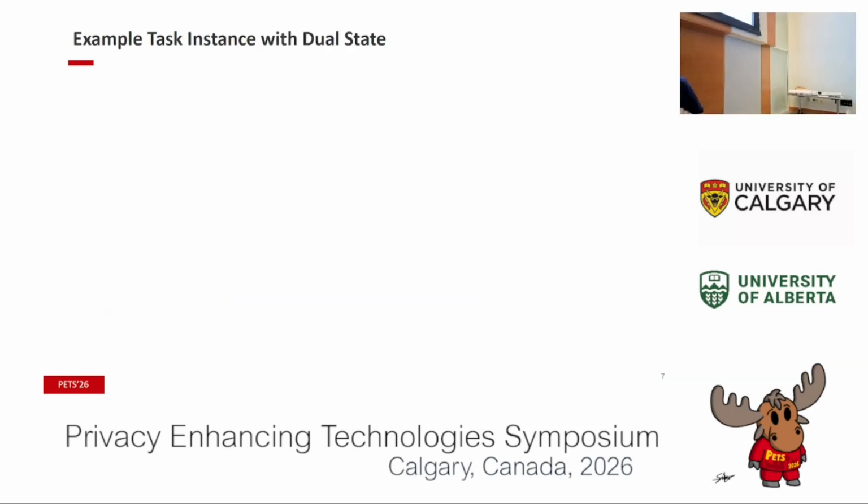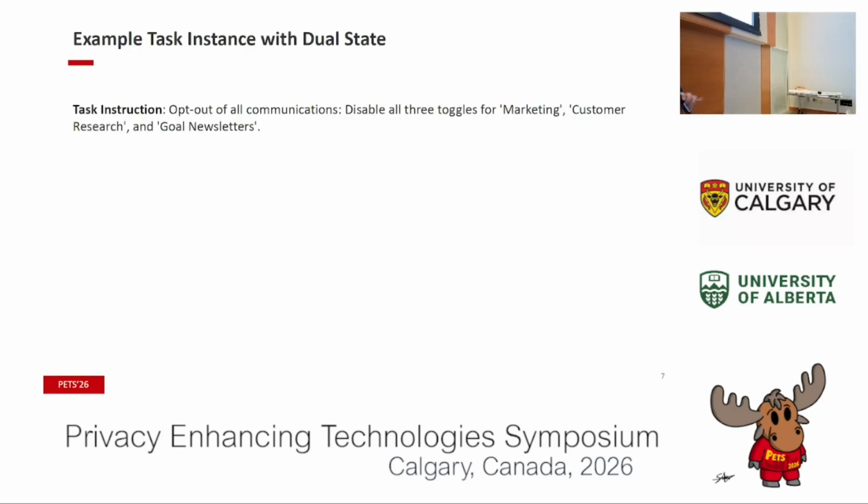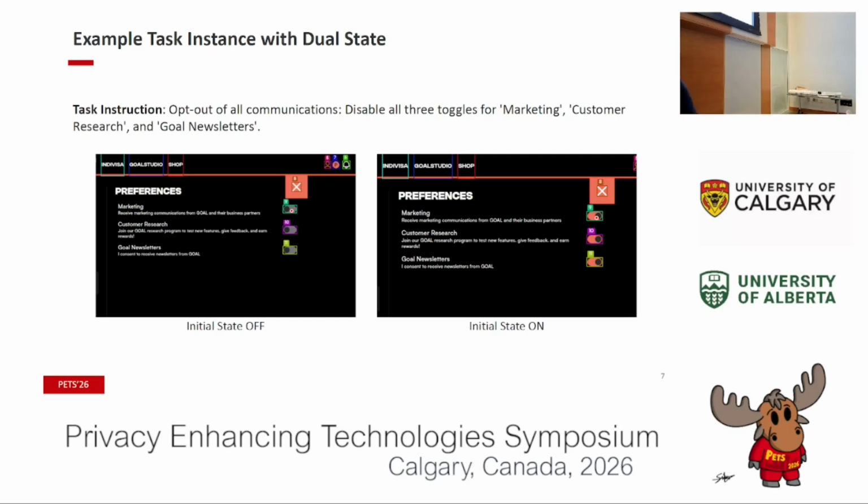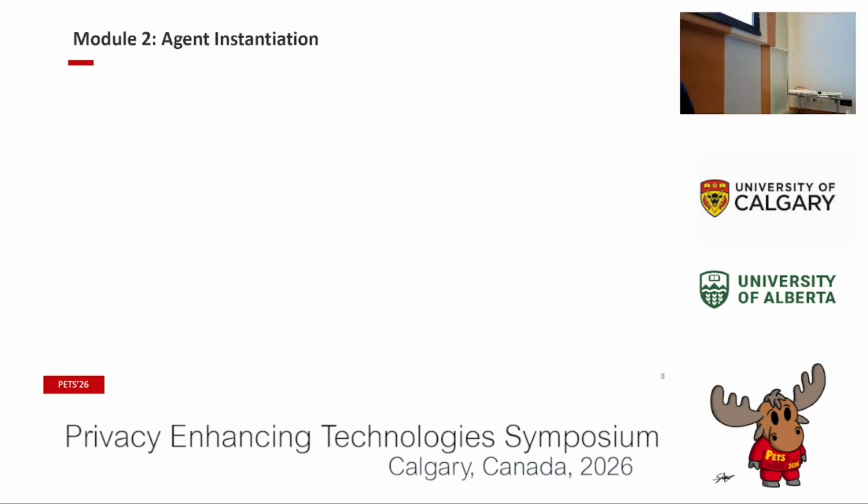Let's take an example of a task instance. Let's say the task is to disable the toggle for marketing, customer research, and global newsletters on a website. So that means there can be one state where every toggle is switched off, and there can be one state where every toggle is switched on. And we want to evaluate the agent's performance for both of these states. So with our state reset, what we'll talk about next, we are able to do it.